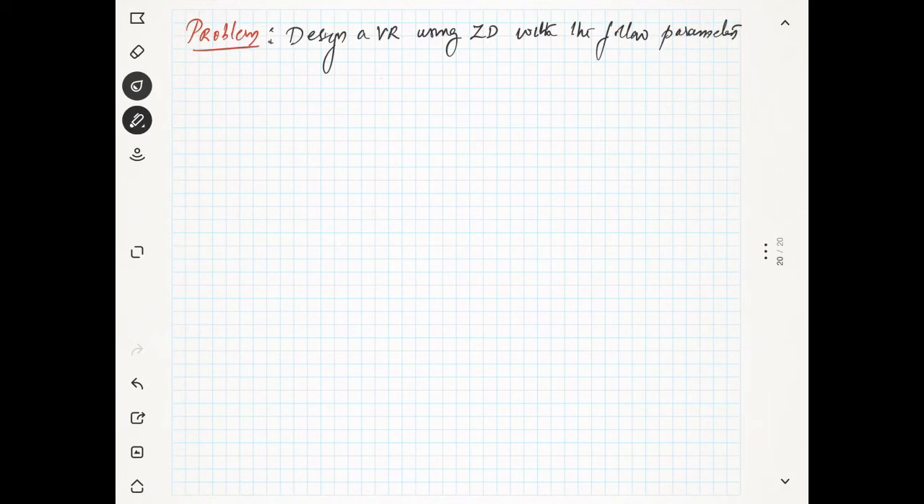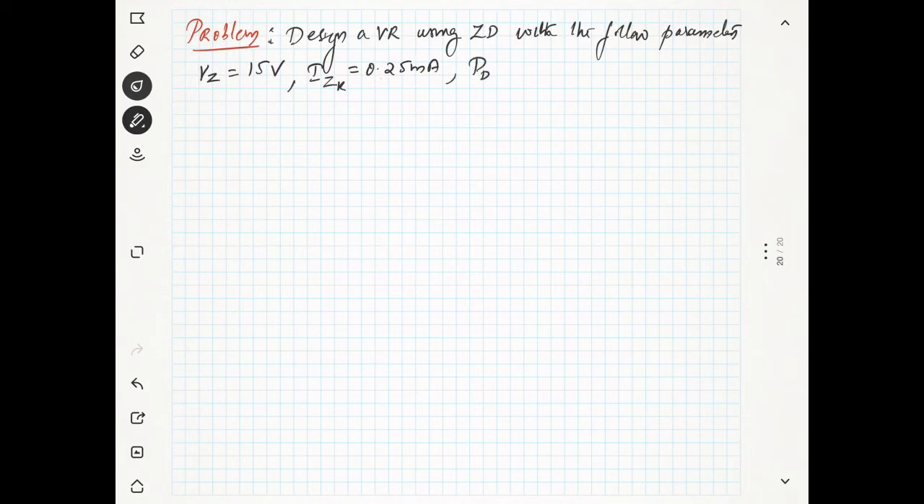So, design a voltage regulator using a Zener diode with the following parameters, or specifications. Okay, it is given that your Vz is 15 volt. Your minimum current required for the Zener diode to turn on, known as IZK, is 0.25 milliampere.